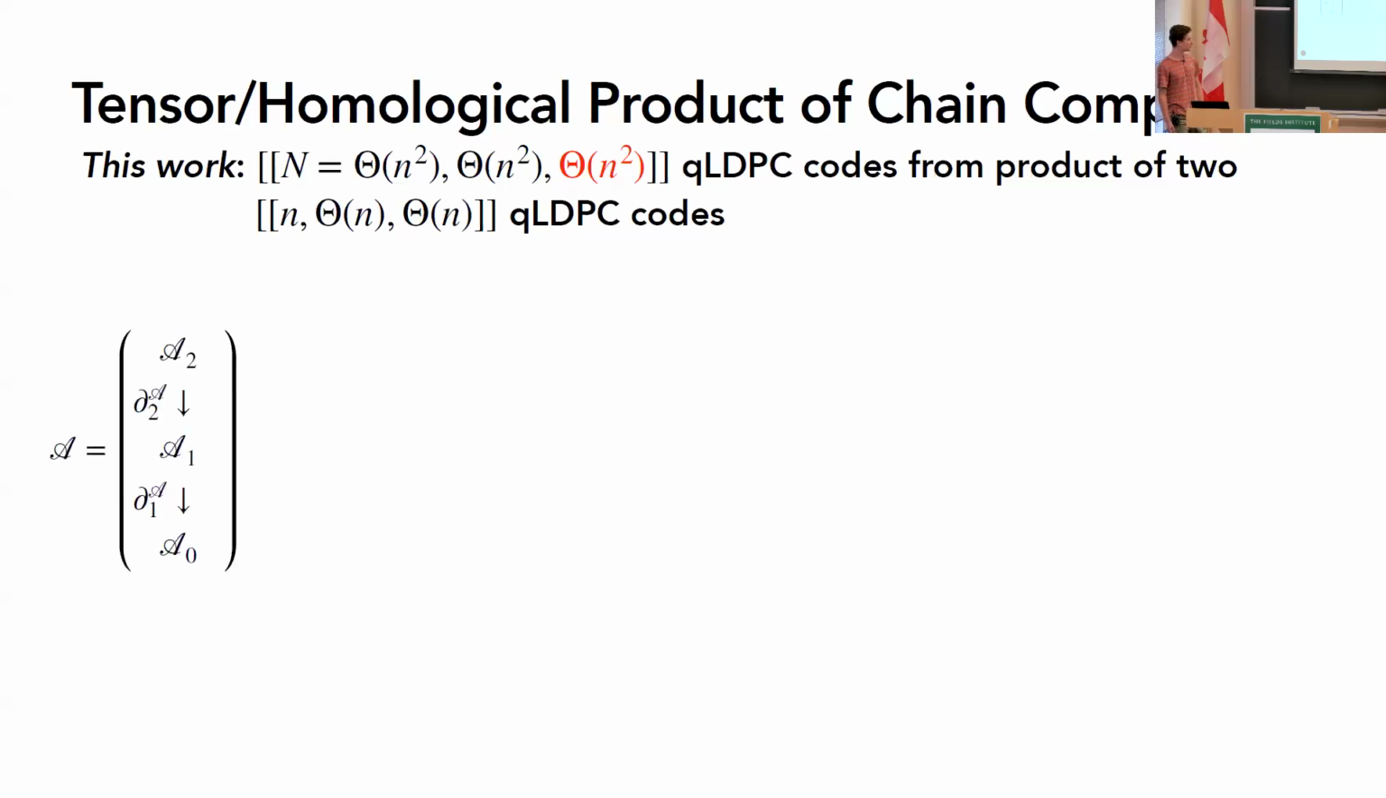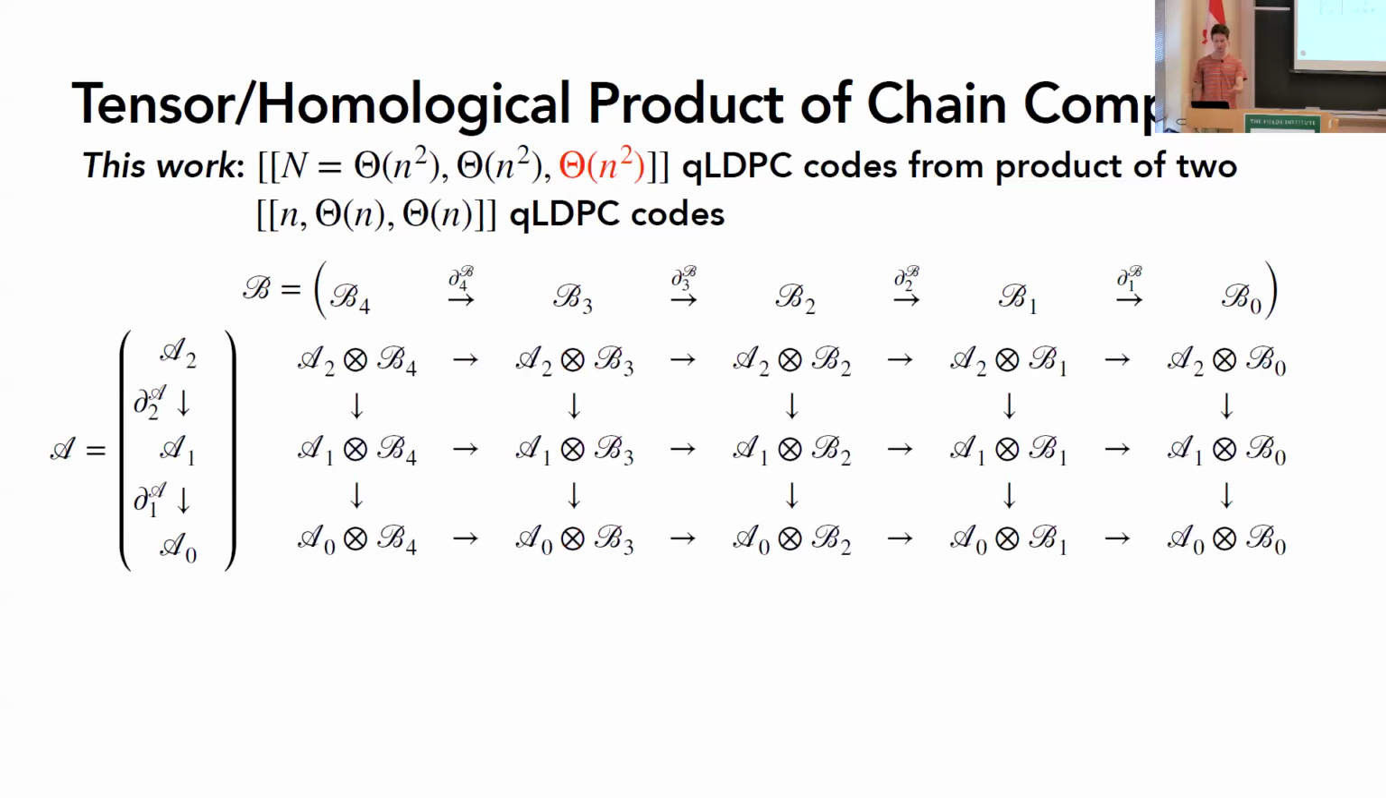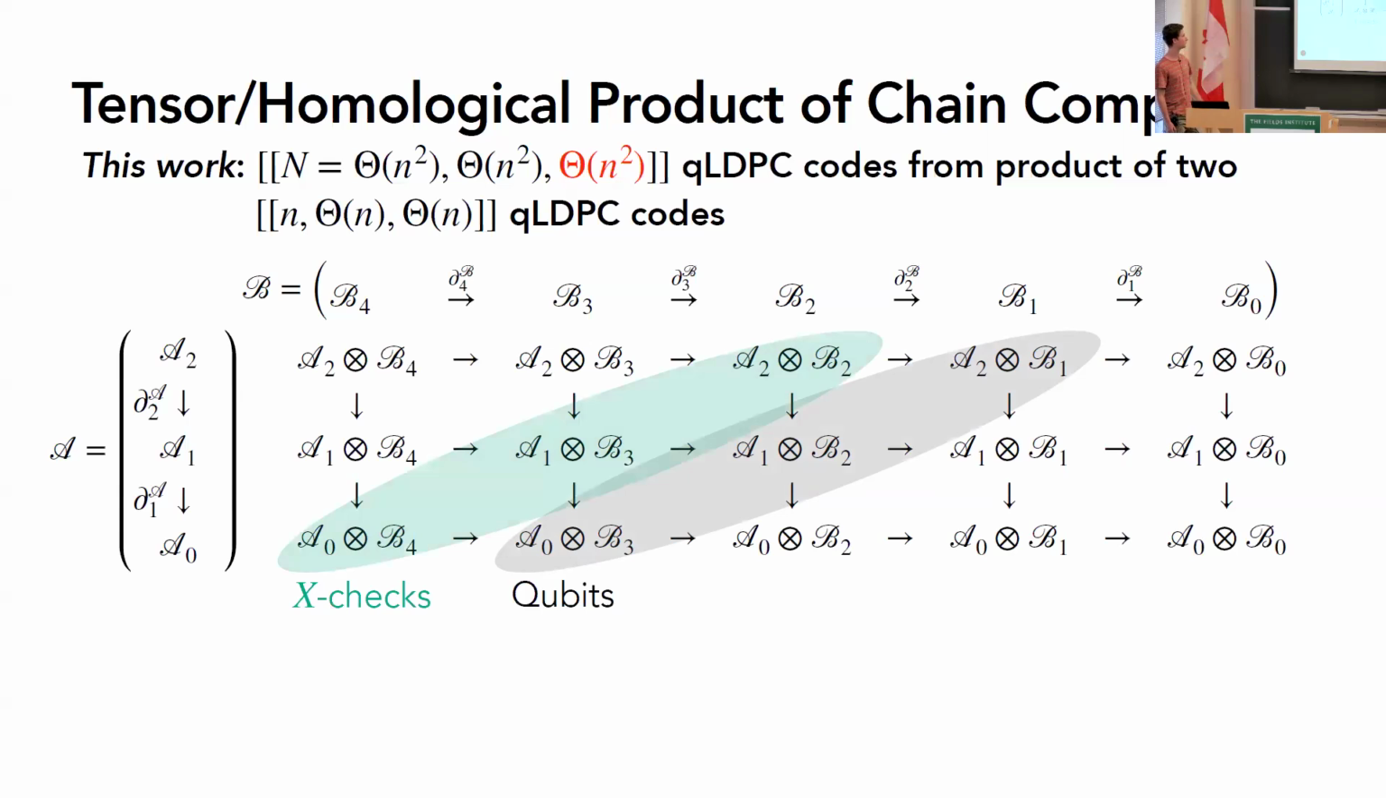And the way we're going to do that is just to take longer chain complexes. So we're now going to start with not classical LDPC codes, but quantum LDPC codes, A and B. We'll actually take A to be a 3-term chain complex and B to be a 5-term chain complex. And then we'll take the product, so it's this huge messy picture, and we'll place qubits across the middle diagonal, x checks on this diagonal 1 to the left, and z checks on this diagonal 1 to the right.